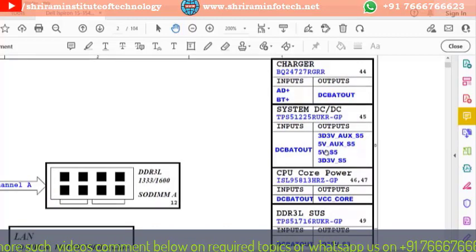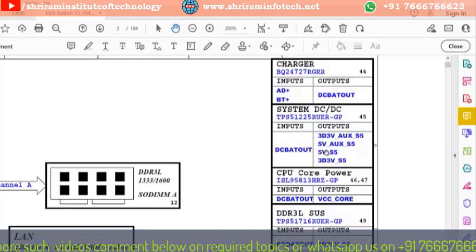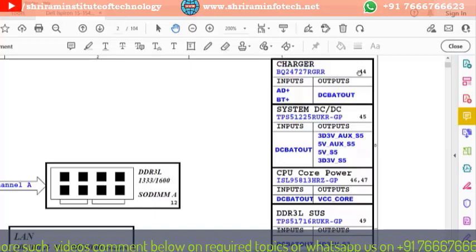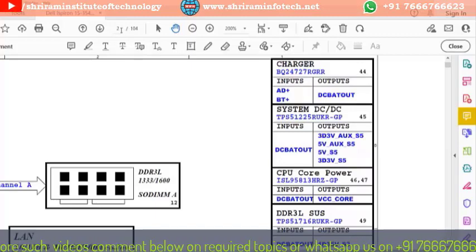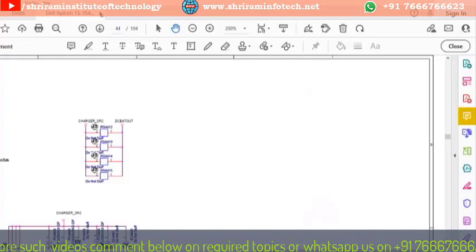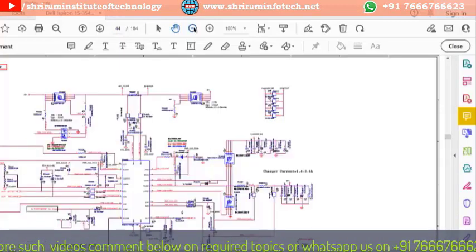So we'll start from the battery charging section. When we connect the adapter, how the voltage flows, how it will glow, and how to test, that information is here on page number 44. So we'll go to page number 44. I'll type 44 here. So this is page number 44.